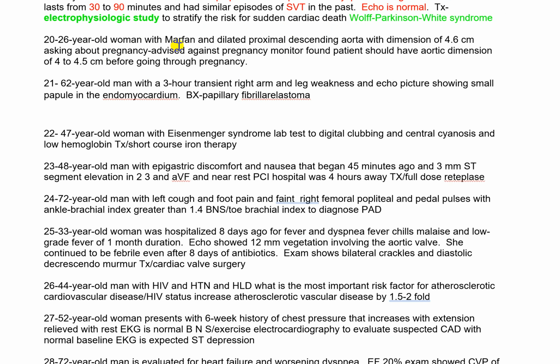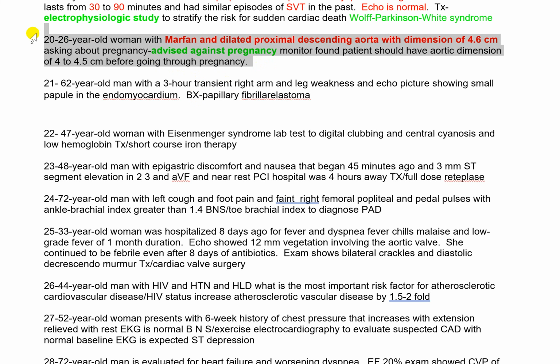Now, when you have a young lady with Marfan and a dilated proximal descending aorta with a dimension of 4.6 centimeters, asking about pregnancy, what would you advise this lady? Do you tell her go ahead, have a baby, or tell her no, unfortunately you cannot? Okay, so it has a dilation of aorta. Oh, really? Yes. Unfortunately, it's hard. I wouldn't recommend being pregnant because they could die.